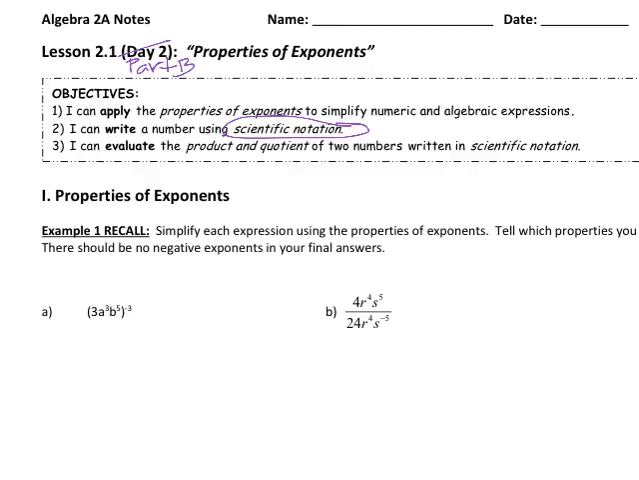We are going to simplify each expression using the properties of exponents, and we want to tell which property is used as you go ahead and simplify. There should be no negative exponents in your final answers. So if we take a look at the first one, we notice that there's a -3 as an exponent outside the parentheses, so we need to apply that or distribute it to each thing inside the parentheses. There's a 3 that needs that -3 distributed to it.